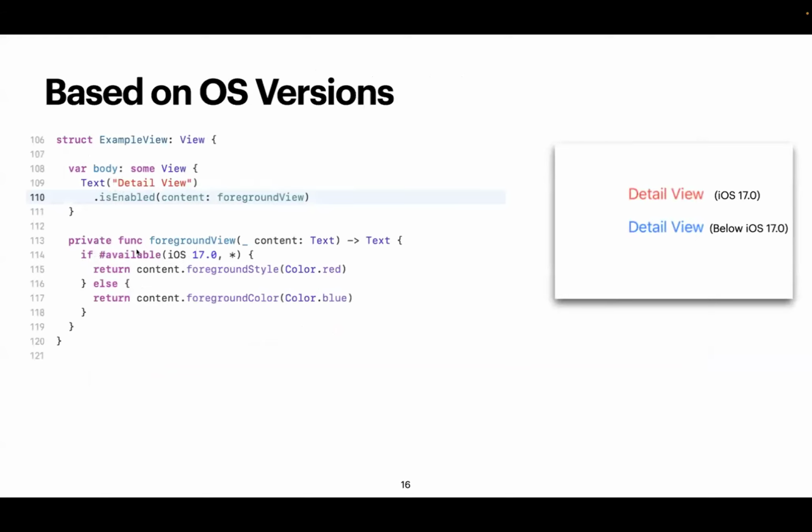Here I took an example of OS versions. I have applied iOS 17 and above. If it is true, then it will apply this style, because this foreground style only applies for iOS 17 and above. But if it falls back to that case, we can apply this default foreground color. So you can use this syntax to achieve that.